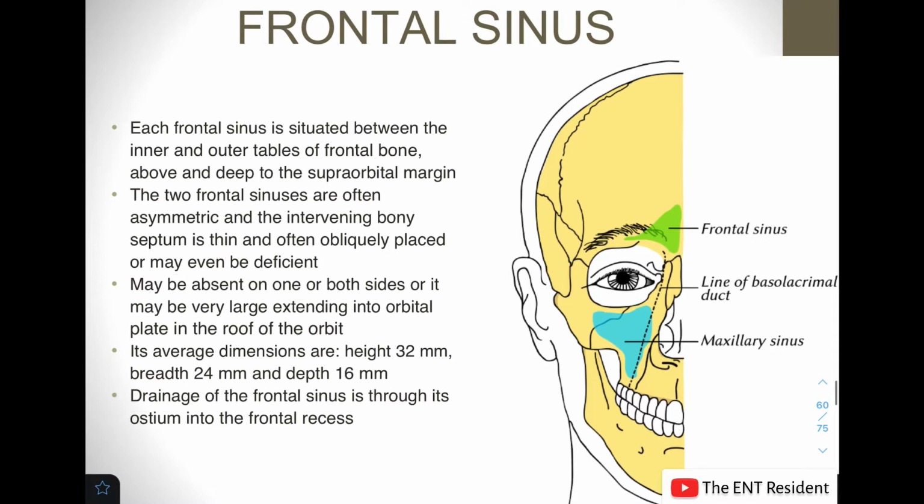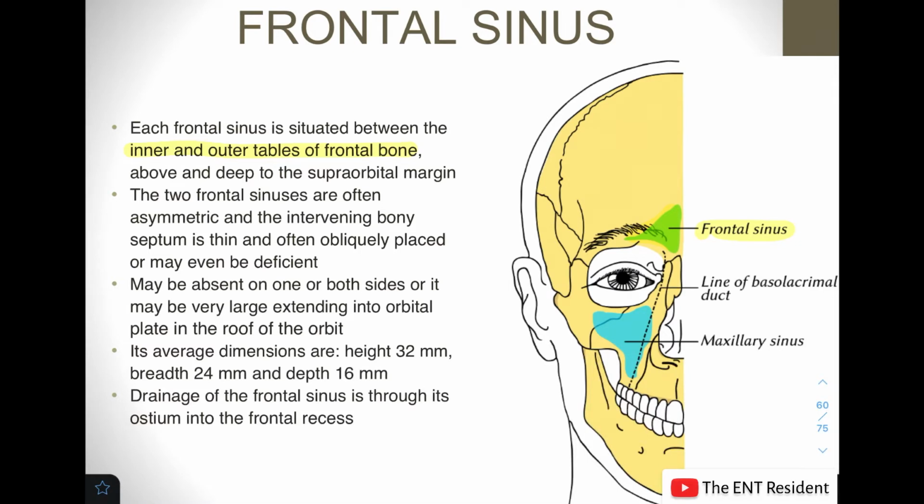Next we move on to the second one, which is known as the frontal sinus. So each frontal sinus lies in between the inner and the outer tables of the frontal bone, above and deep to the supraorbital margin. So this is the frontal sinus over here, as you can see. So the two frontal sinuses can often be asymmetrical, and there is usually an intervening bony septum in between them. This septum is thin and it can often be obliquely placed, or it even may be deficient. It may be absent on one or both sides, or it may be very large, extending into the orbital plate at the roof of the orbit.